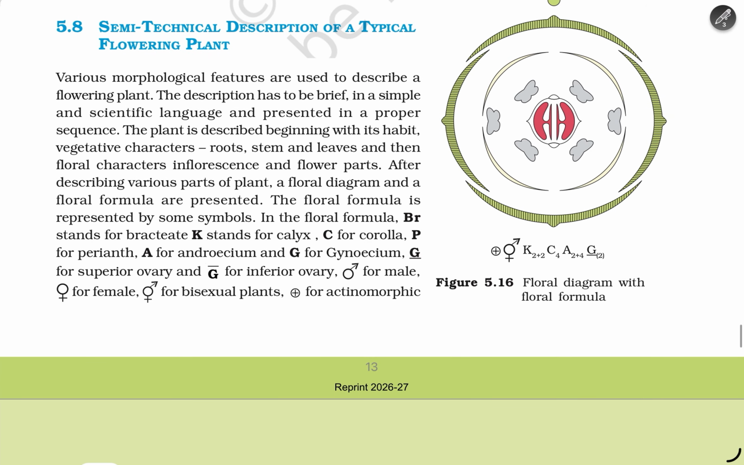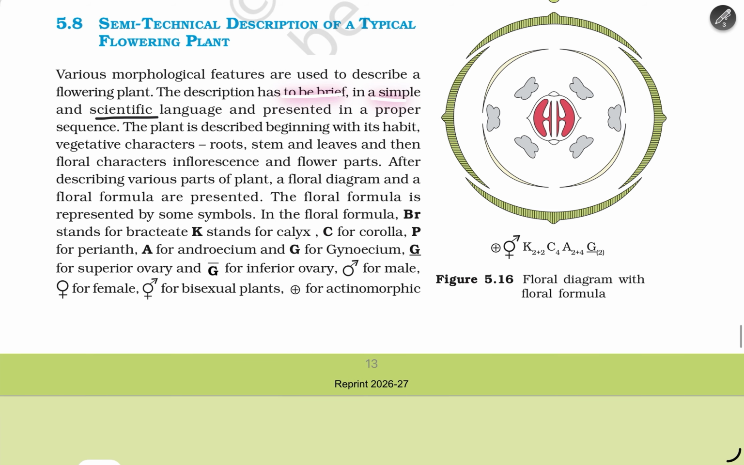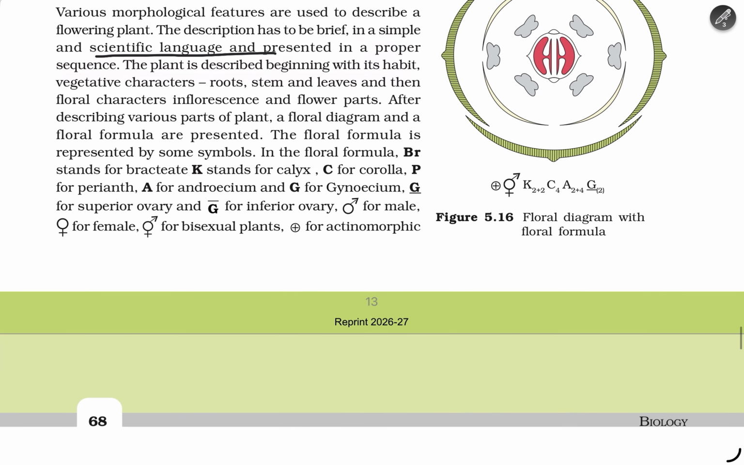Semi-technical description of a typical flowering plant. Various morphological features are used to describe a flowering plant. The description is in simple and scientific language, in a proper sequence. The plant is described within its habitat: vegetative characters, roots, stems, leaves, and then floral characters, inflorescence, and flowers. After describing various parts of the plant, a floral diagram and a floral formula are presented.